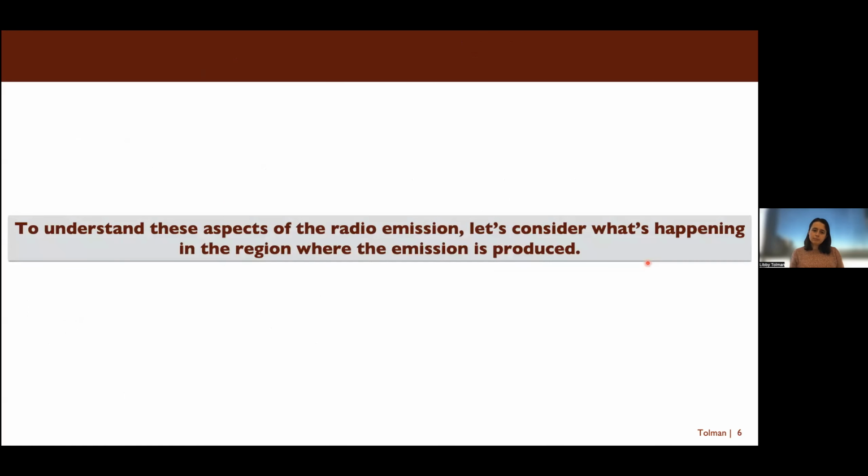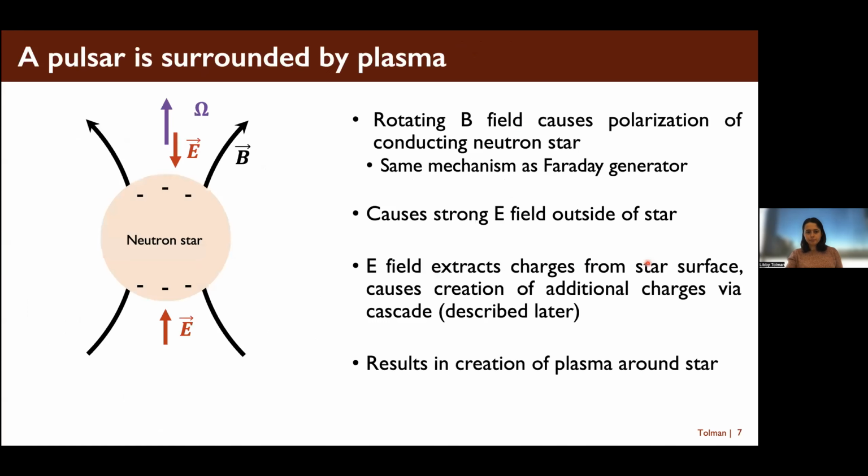To understand these aspects of the radio emission, we have to consider what's happening in the region where the emission is produced.